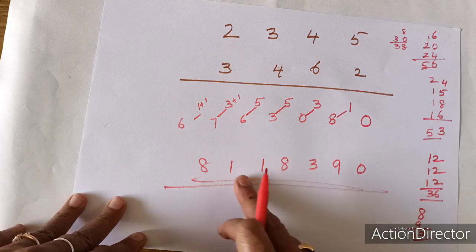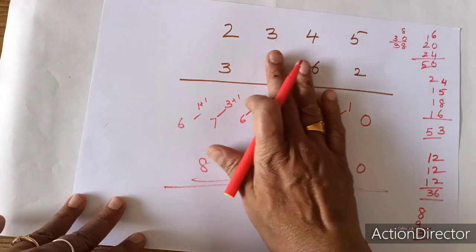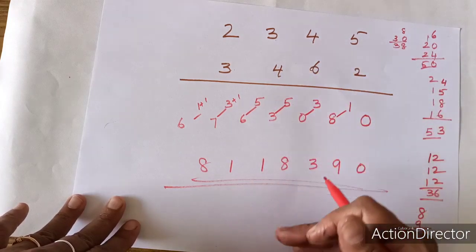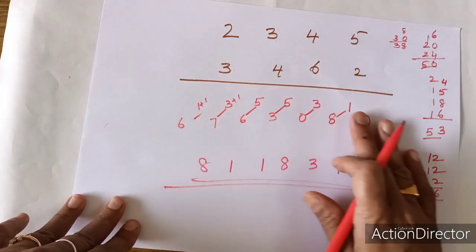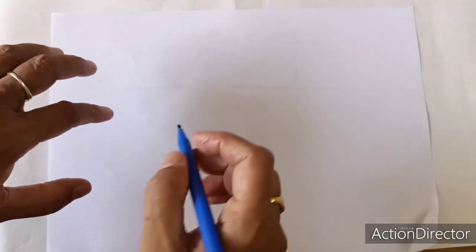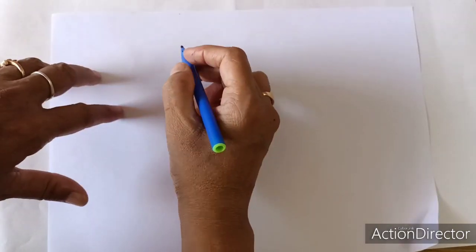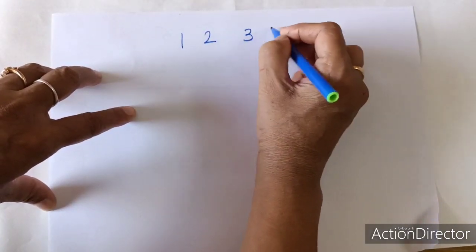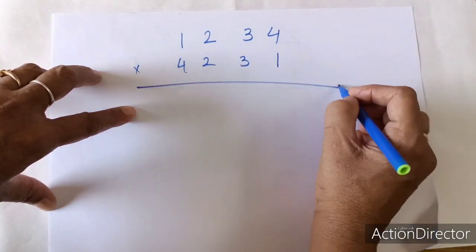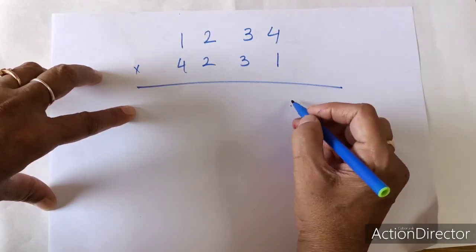So I hope you understood this method where you can follow this multiplication for n number of digits. Instead of writing so many columns and then adding, you can follow this method. So let me give you one more example. Let us take the number 1 2 3 4 multiplied by 4 2 3 1. So let us start. First one, 4 1s are 4.